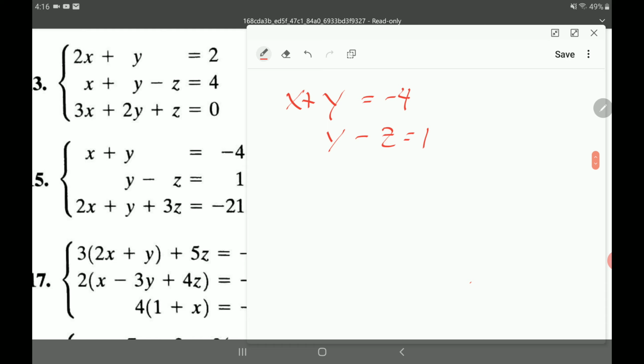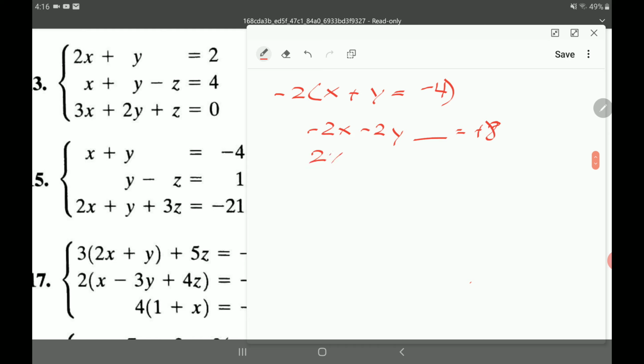Okay? So what I'm going to do, I'm going to erase this. So I'm going to use this top equation to get rid of that. So I'm going to need to multiply this top equation by -2. That way I have the opposite sign but same number. So x plus y equals -4 times -2 is -2x minus 2y. Don't have any z's. Equals 8. Alright. We're going to add that to 2x plus 1y plus 3z equals -21.